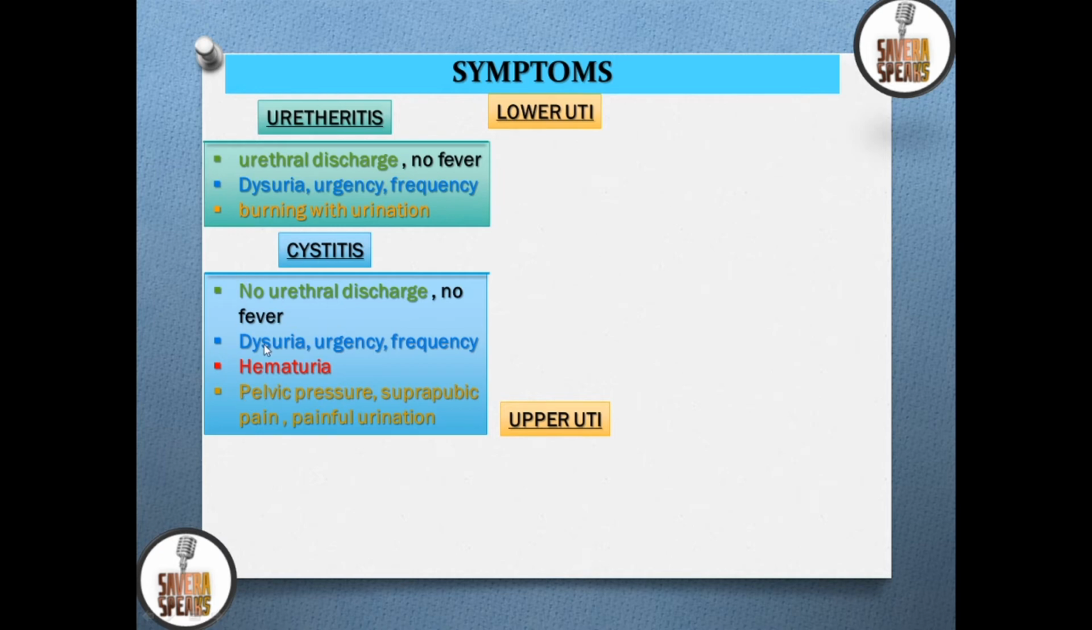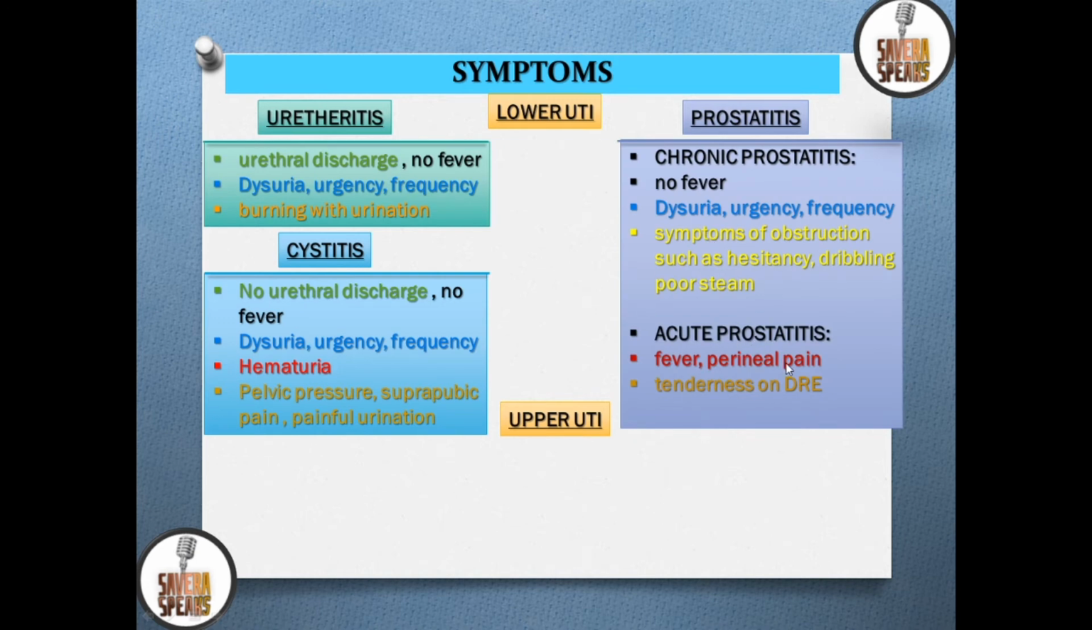Another characteristic symptom of cystitis is suprapubic pain and pelvic pressure due to inflammation of the bladder, and there is hematuria present in cystitis. For prostatitis, the symptoms are different for acute and chronic. For acute prostatitis, there is fever and perineal pain, but for chronic, there is no fever, and there is dysuria, urgency and frequency, as in cystitis and urethritis. So these are similar to them, but the characteristic symptoms are those of obstruction, such as hesitancy or dribbling, poor stream.